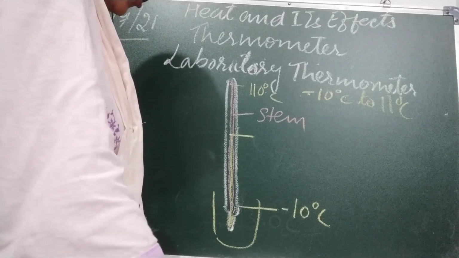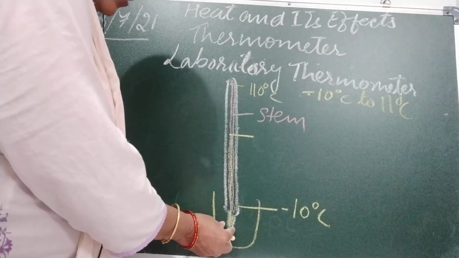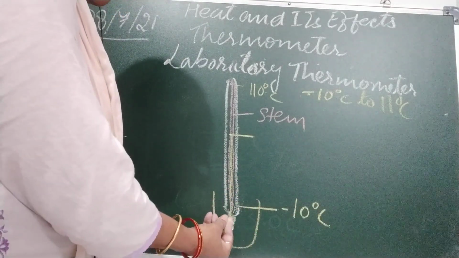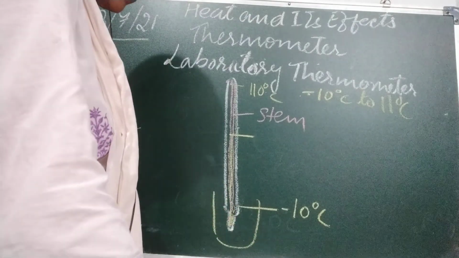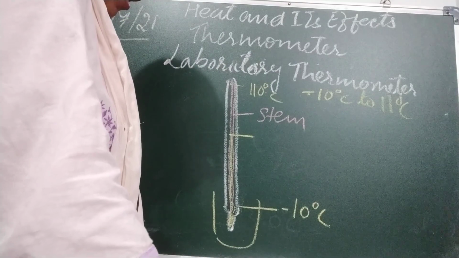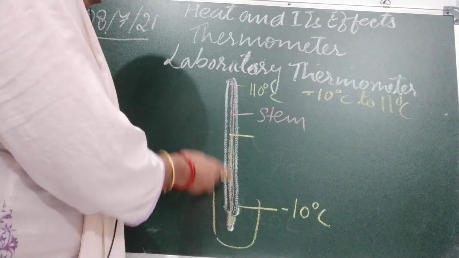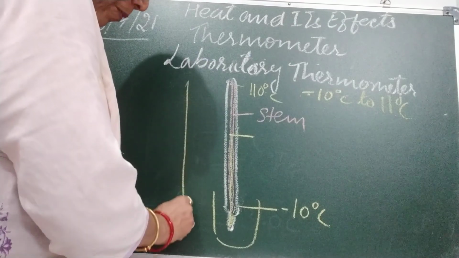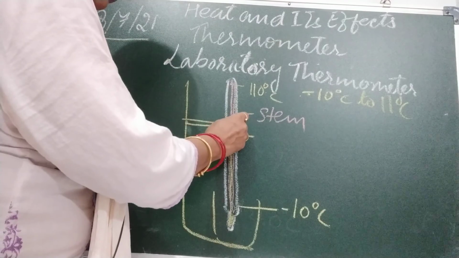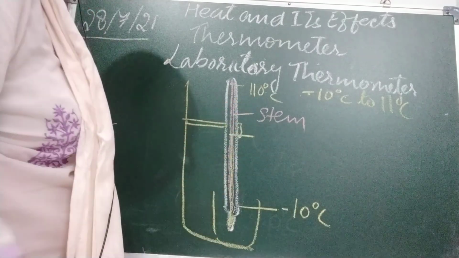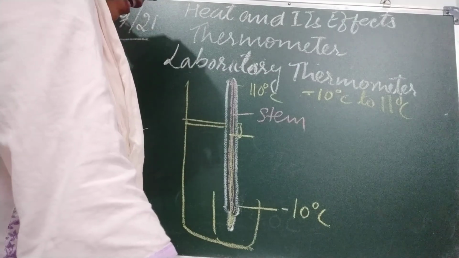Third one is it should not be held by the bulb. Why should we not hold it by the bulb? Because the heat of our body can change the temperature. It should be kept upright and not tilted, like I have kept, and in the laboratory we always fix it with the stand to keep it upright.